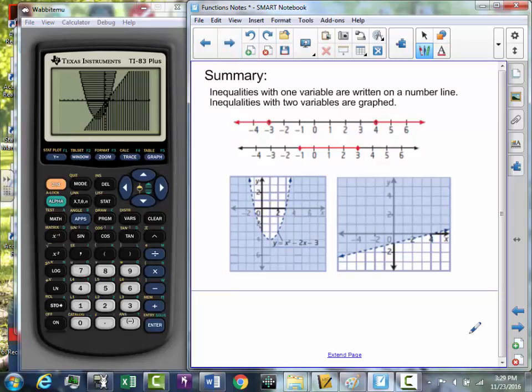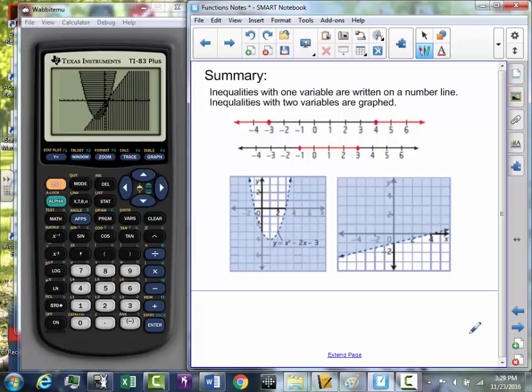So here's your summary. Inequalities then, if they're in one dimension, either x or y, draw them on a number line. Those are the harder ones, because you actually have to solve them algebraically. Inequalities with two variables, you graph it, and you shade where it's not.